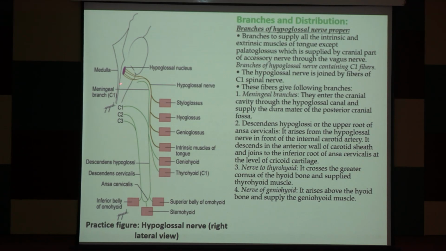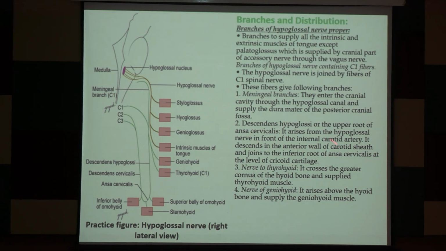Okay, here is the meningeal branch, and this part is the descendens hypoglossi. So these are the C1 fibers joining with the hypoglossal nerve. And here the hypoglossal nerve is giving supply to the intrinsic muscles of the tongue, and these are the extrinsic muscles of the tongue. All intrinsic and extrinsic are supplied by the hypoglossal nerve except the palatoglossus. So meningeal branches enter the cranial cavity through the hypoglossal canal and supply the dura mater of the posterior cranial fossa. Here this is entering through the hypoglossal canal.